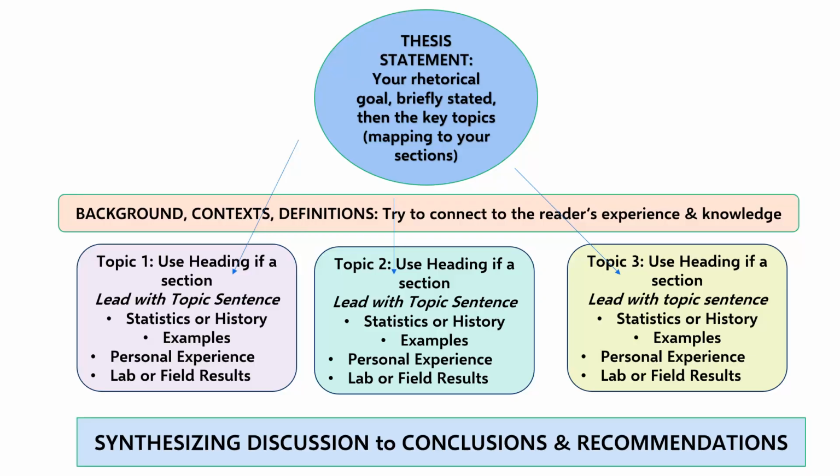So topic 2 would be substance abuse, and then you would lead with that topic sentence: a major contributing factor or precipitating reason for women's homelessness is substance abuse. And you can actually expand that and say substance abuse and mental illness, or mental illness, schizophrenia, depression, on and on, even postpartum depression. Okay, then you follow up with statistics or history, examples, personal experience, lab or field results.